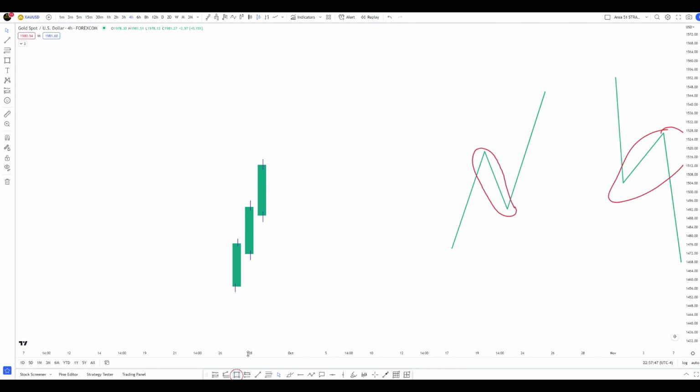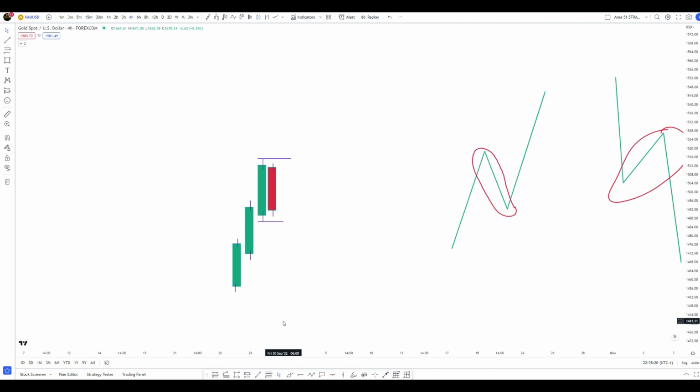So now we need the corrective move. This one here will be a corrective. But the question is, is this a valid pullback? A lot of traders might say this is a valid pullback, but it is not a valid pullback. The reason why is because the high of this recent bullish candle and the low of this recent bullish candle is both protected.